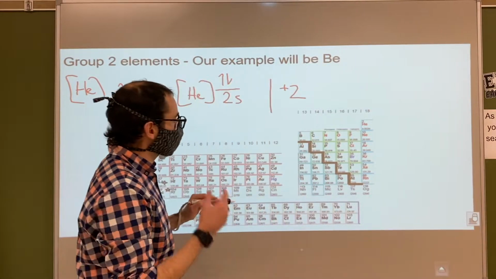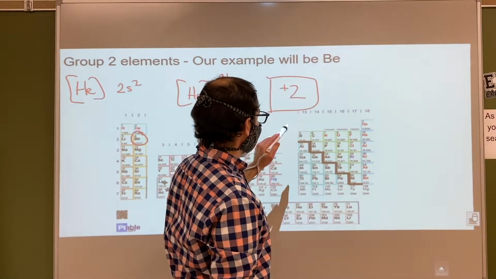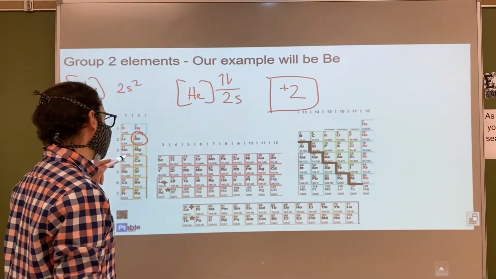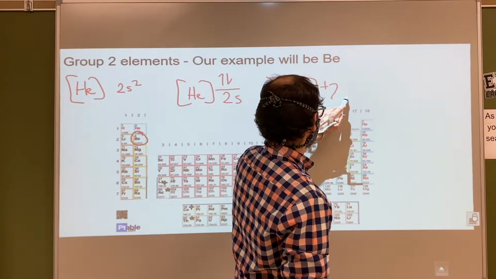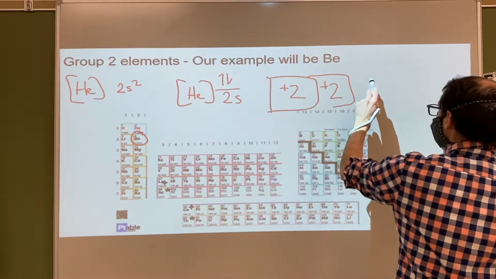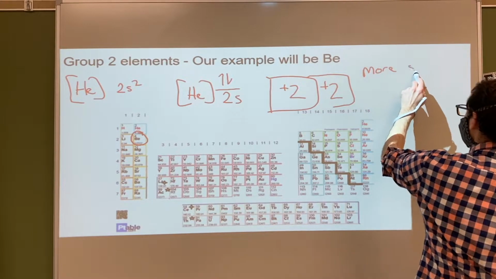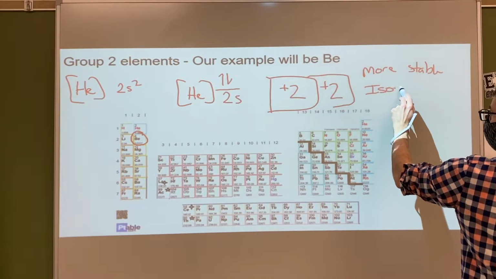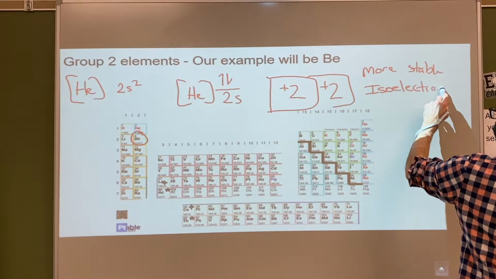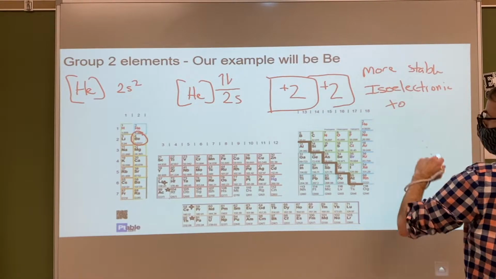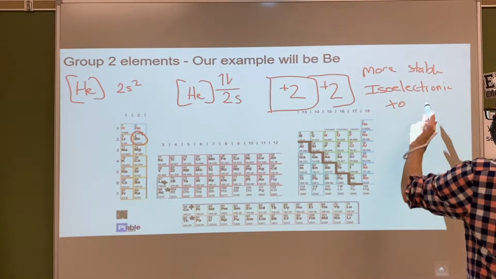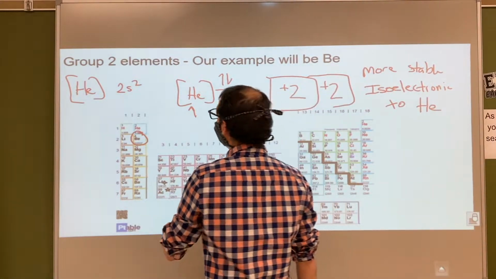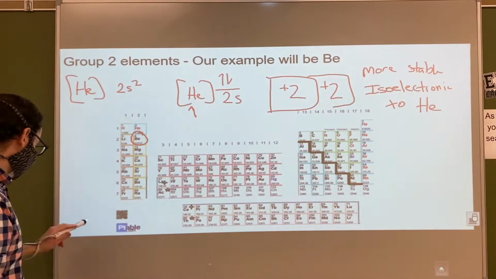So if it loses those 2 electrons, it'll be +2. That's the only option for it, because that's the only thing that it can do. It can just become +2. It's not a transition metal. So it's going to be +2. And the reason for it, again, is that it's more stable, and it's isoelectronic to helium, because we have helium here. All right, so that's going to be beryllium.